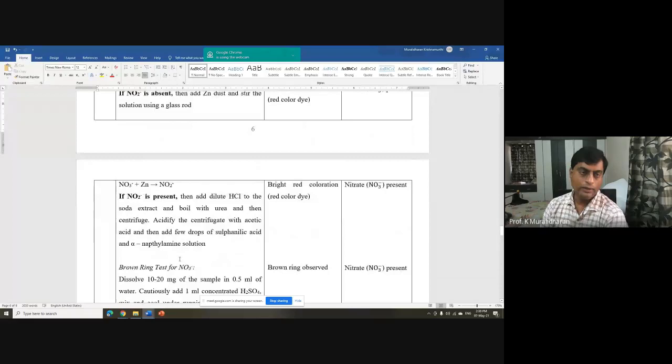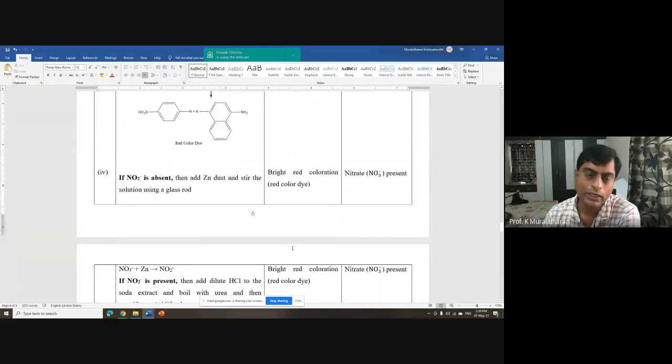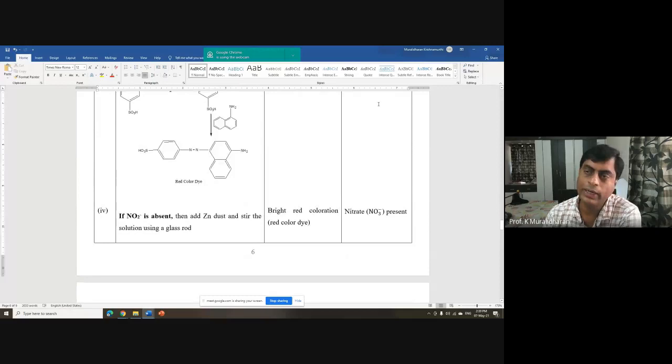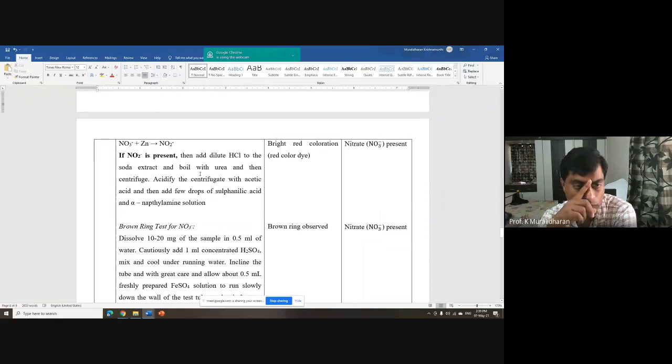And if nitrite is present in the first test, you have to go to this test also. One of these tests only, depending on what you get here. Add HCl solution to the soda extract, boil with urea, and then centrifuge. Acidify the centrifugate with acetic acid, and then add a few drops of sulfanilic acid and then naphthylamine. Again, you will see the bright red color. The same reaction happens here. You are reconfirming the nitrite formation.